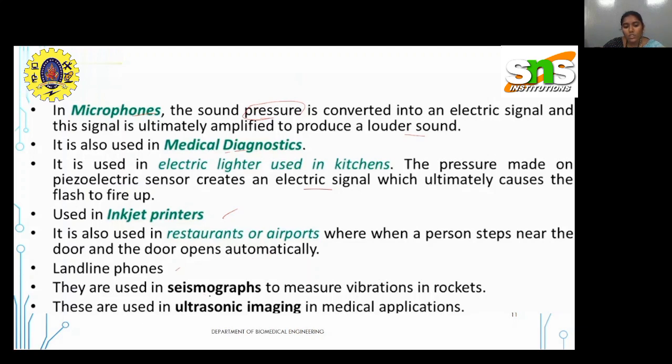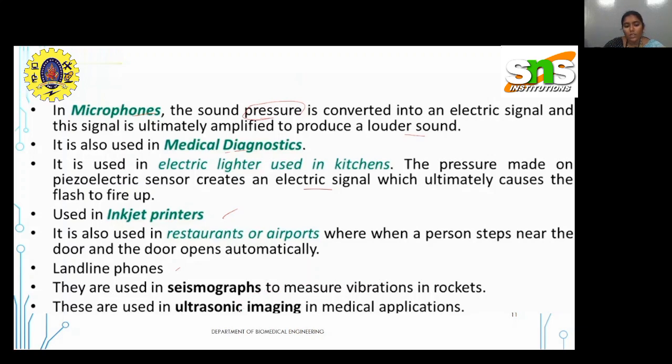You can also see it in landline phones, and it can even be used in seismographs. Seismology is a branch of science where you study and measure vibration. For that, they also use the piezoelectric transducer, following the piezoelectric effect. That is one of the major applications.